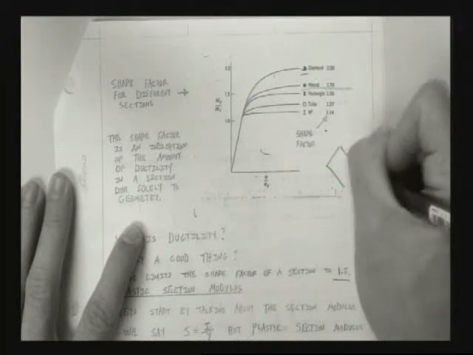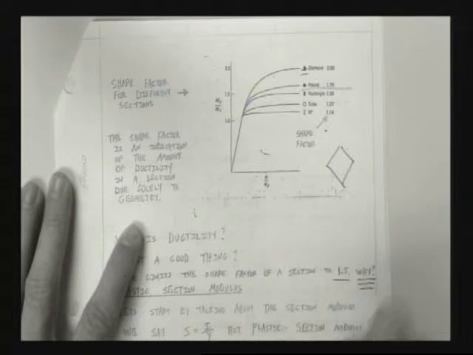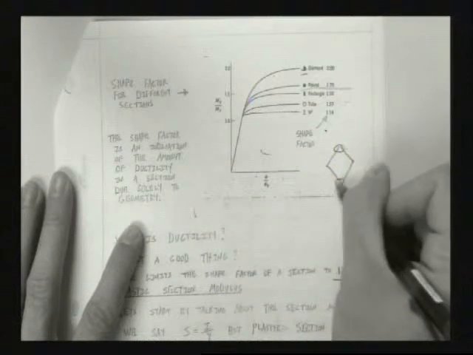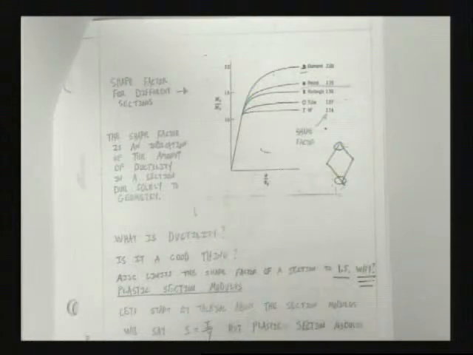So, diamonds may be girls' best friends, but not engineers' best friends. Not structural engineers' best friends. Because it may start yielding right here. And what does yield mean? Loss of stiffness.